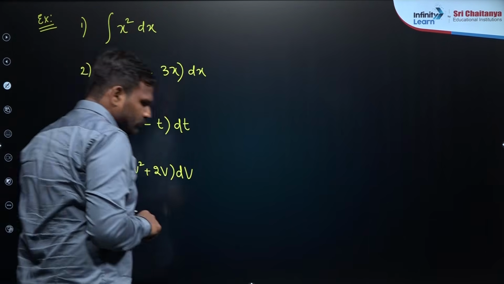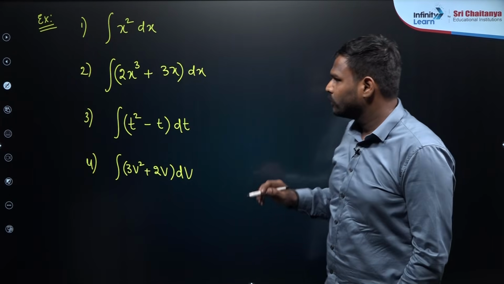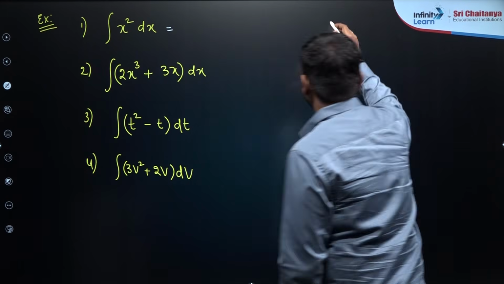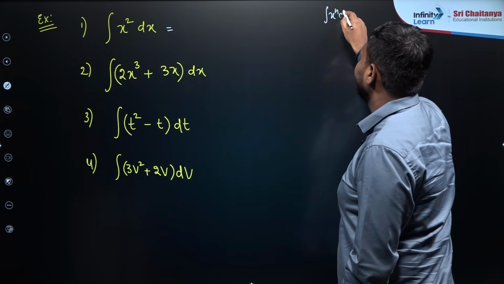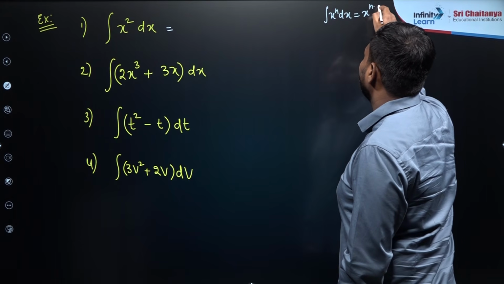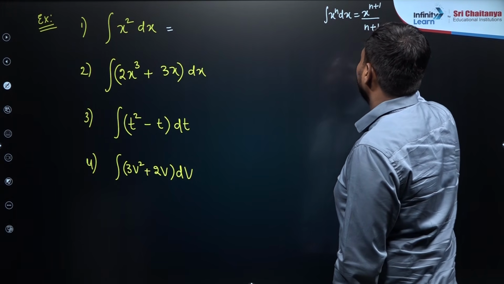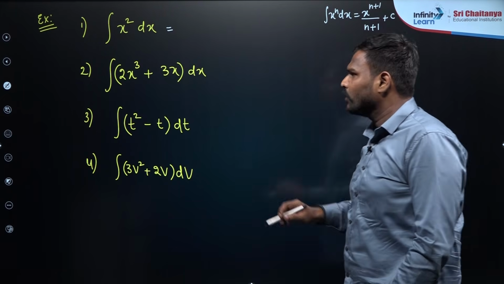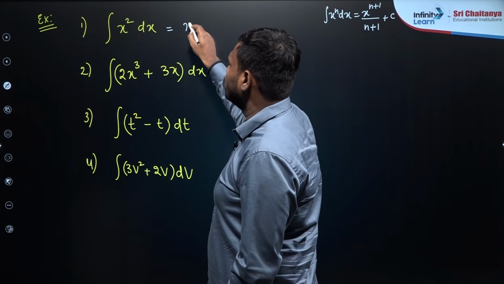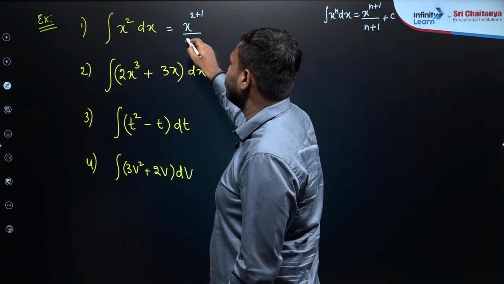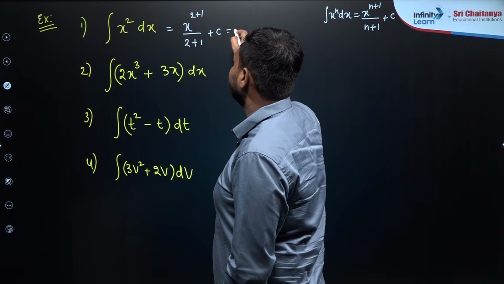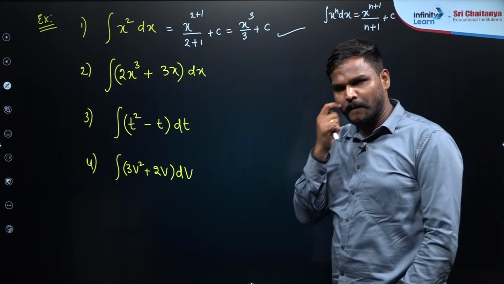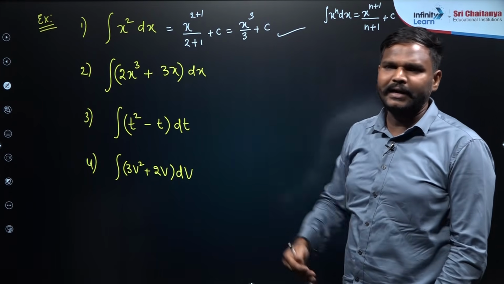Right, let us go to the first question, sir. So simple question, integral x square. It resembles the formula integral x power n dx is equal to x power n plus 1 by n plus 1. That is, add 1 to the power and divide by the power. Okay, so n is 2, so we will write 2 plus 1 by 2 plus 1, which is x cube by 3. Is that clear? Add 1 to the power and divide by the power.